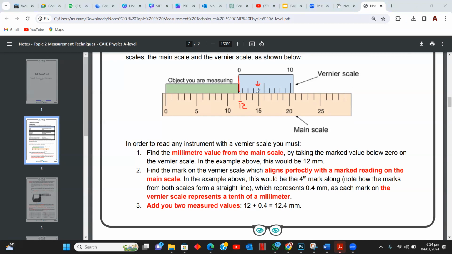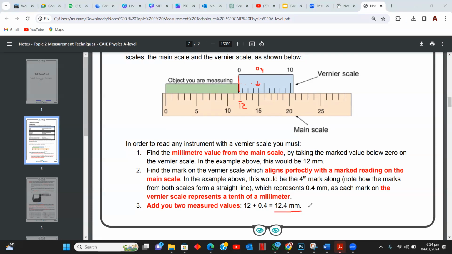And this line, if you look now for the second reading, you look at the vernier scale. 1, 2, 3, 4. So now this line is 0.4 mm. For you to understand, the first reading was 12, the second one was 0.4. As a final reading, what you do is you add both of these readings. 12 plus 0.4 is going to give you 12.4 mm, and this is the final vernier caliper reading that you have. Got it?